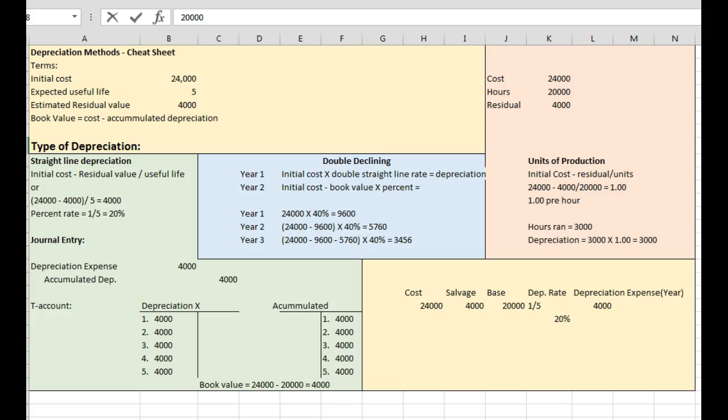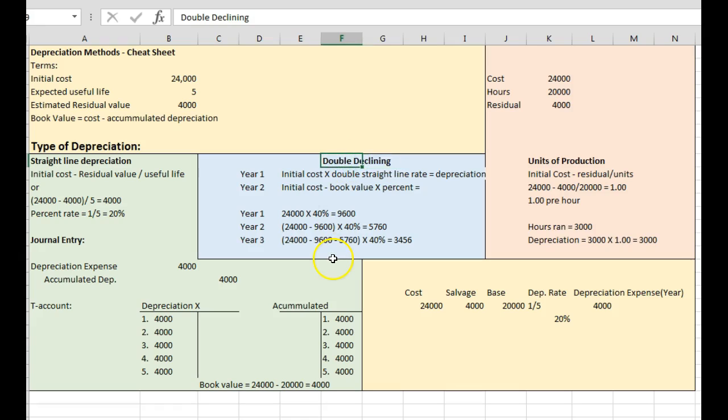And that becomes really important when you sell that item. You will use those amounts to figure out a gain or a loss. So keep that in mind. So that is straight line depreciation. You've got cost minus salvage or the residual value gives you the base, divided by 5 or multiplied by 20%. That gives you the depreciation for the year. So that's one. We have double declining.